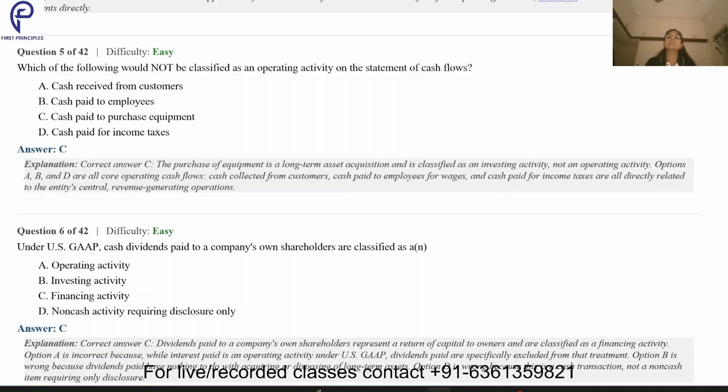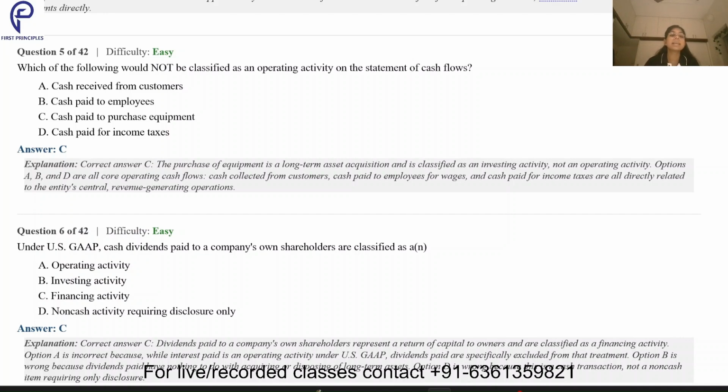Yes, why? Because this is a sale, and sales are recorded on the income statement, so it will be directly recorded in my operating activity. Then cash paid to employees. Cash paid to employees will be the salaries, right? Salaries will be recorded where? On my income statement. It will be recorded in my operating activity.